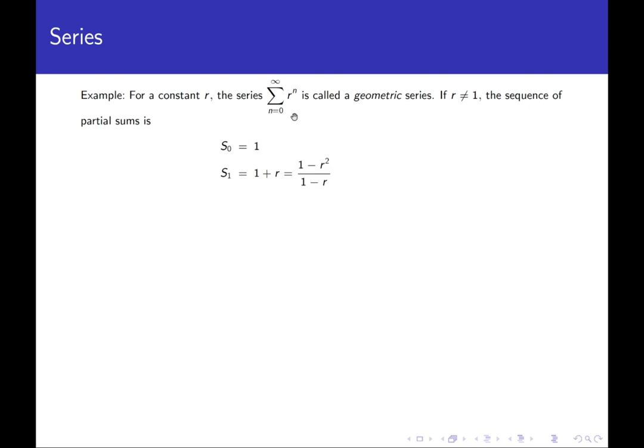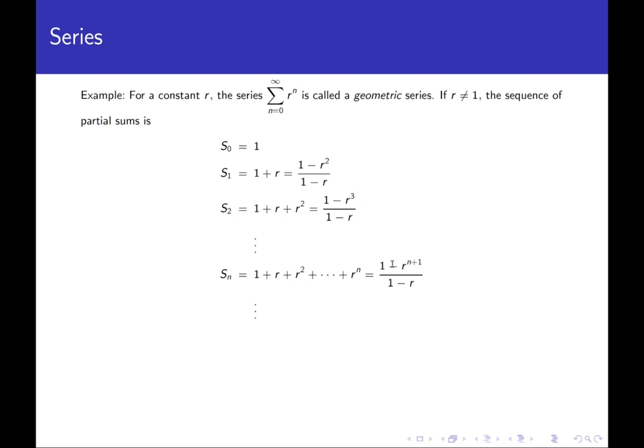All right, let's look at our sequence of partial sums. The 0th partial sum, if you will, is just that 0th term, it's 1. First partial sum is what you get when you plug in 0 and then plug in 1 and add them together, so you get 1 plus r. Note that 1 plus r is the same thing as 1 minus r squared over 1 minus r. Second partial sum, plug in 0, plug in 1, plug in 2, add them together: 1 plus r plus r squared. Again, check. This is the same thing as 1 minus r cubed over 1 minus r.